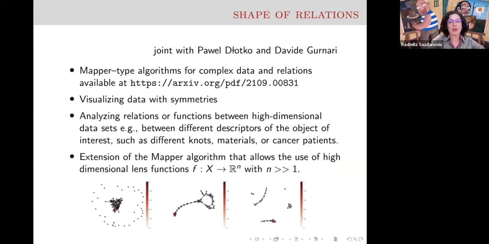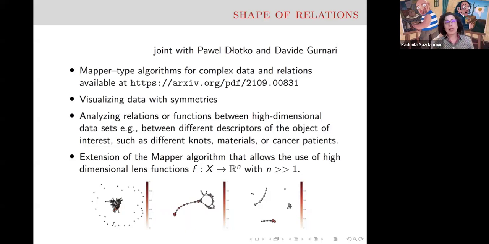Okay, so I promised the shape of relations. This is now joint work with Pavel Dlotko and David Gurnari. The paper is called Mapper Type Algorithms for Complex Data and Relations, and it's available on the arXiv. The paper started with me bothering Pavel with the knot data. When you look at knot data, it's hard to sample, but we know that it has symmetries. So we developed a way to incorporate symmetries in the ball mapper algorithm. That's going to be one of the things.